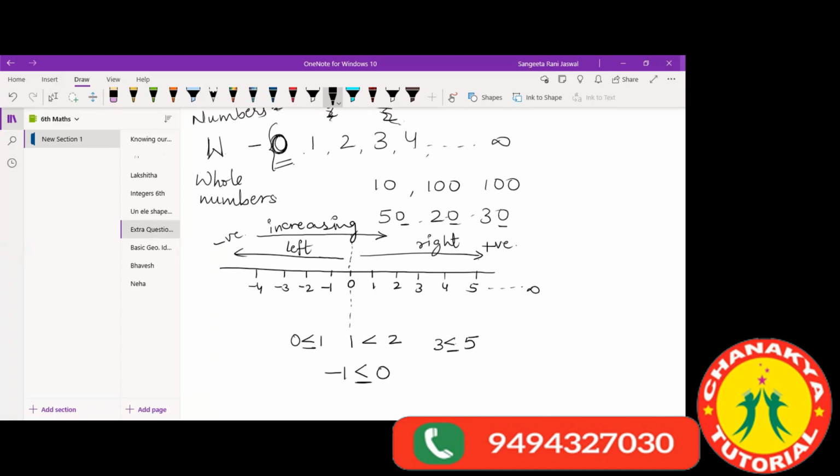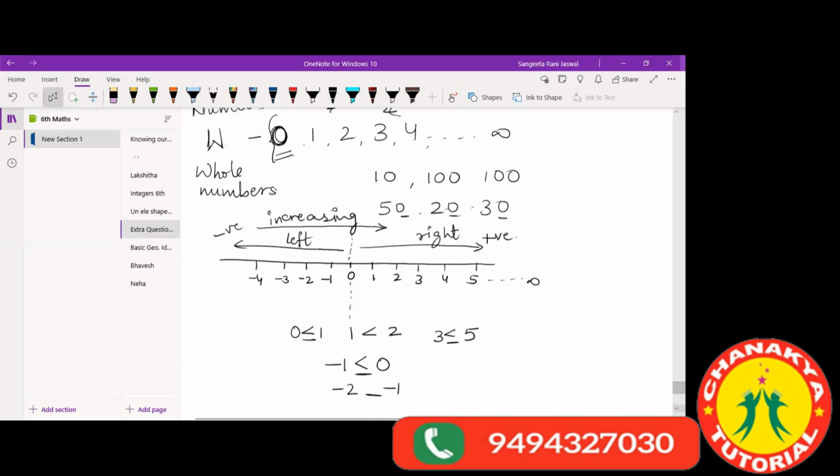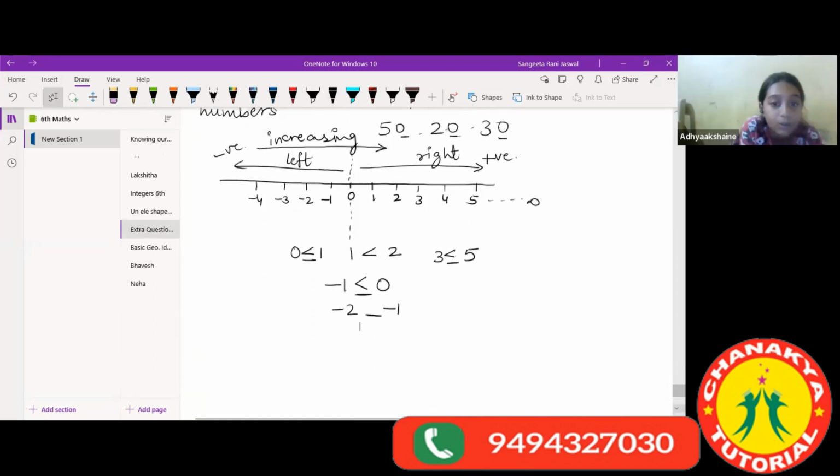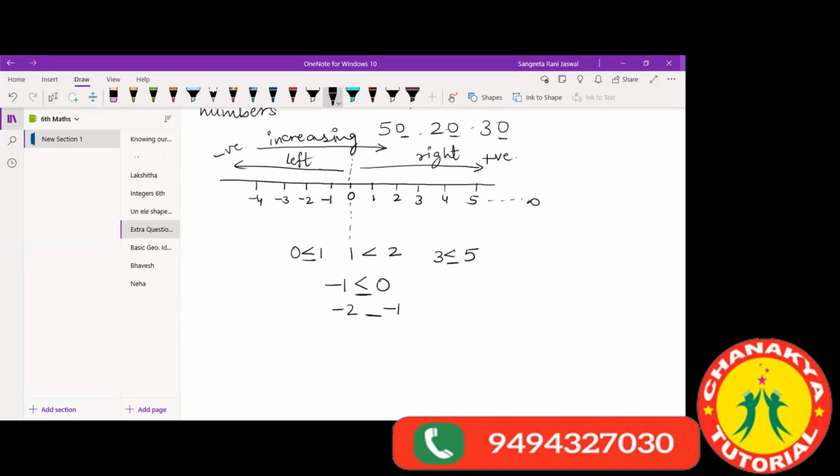Okay. And suppose if I have to say -2 and -1. Now which is greater now? Now you know the reason. Now tell me which number is greater between -2 and -1. Yes, -1, ma'am. -1. Why -1?